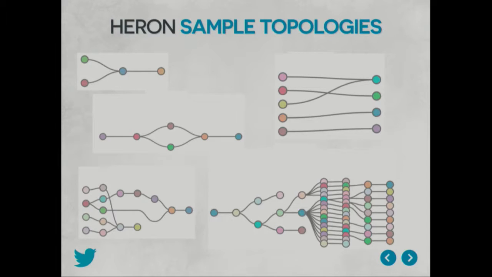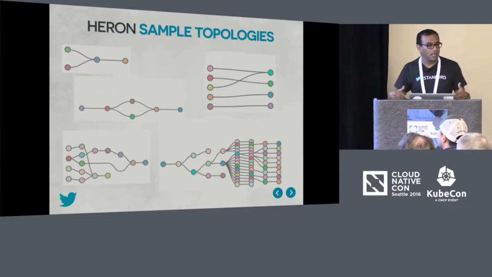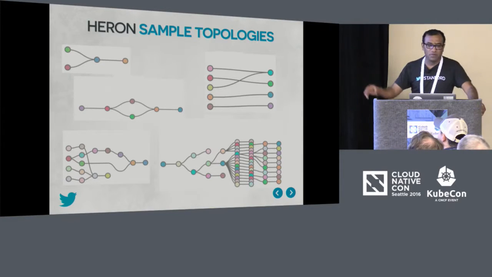So Heron, as I said, has been running in production for more than 2.5 years, and these are some of the topology shapes that we run. They range from something very simple to something complex. The simple topologies are typically written directly on the Storm API, but the complex topologies like this are generated by a higher-level framework that we use called Hummingbird, where you write in a DSL, and the DSL spits out a topology. Some of the topologies look like this.